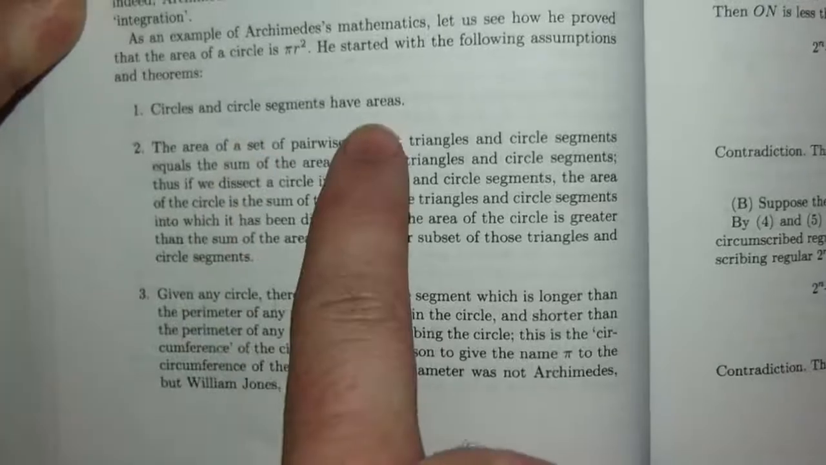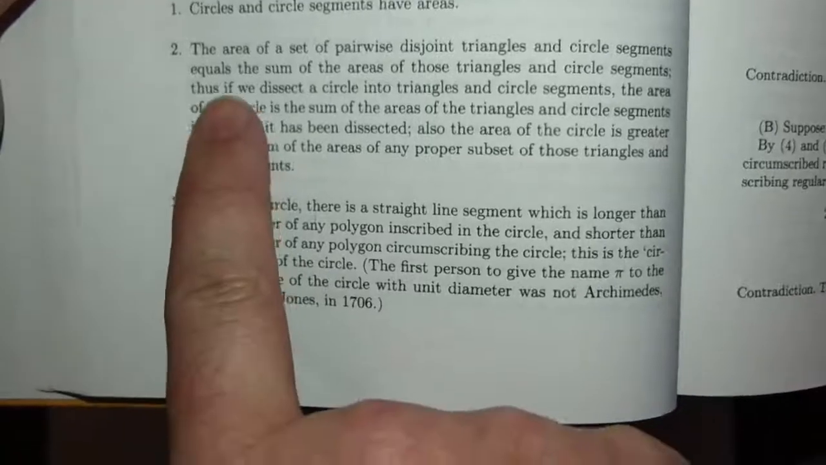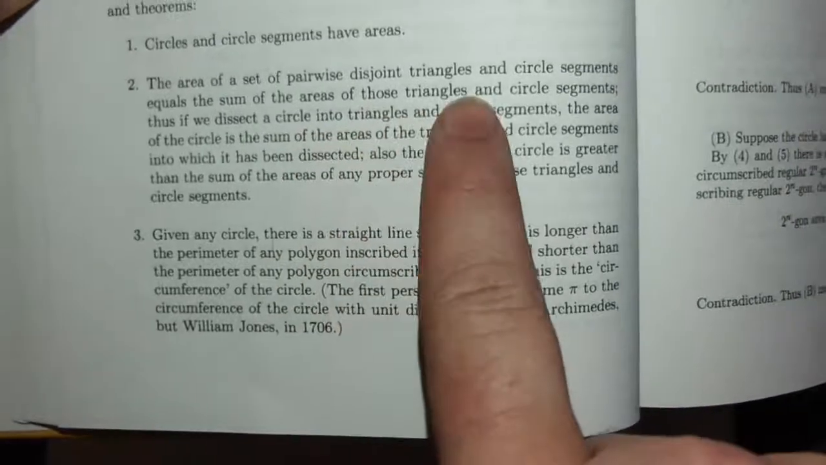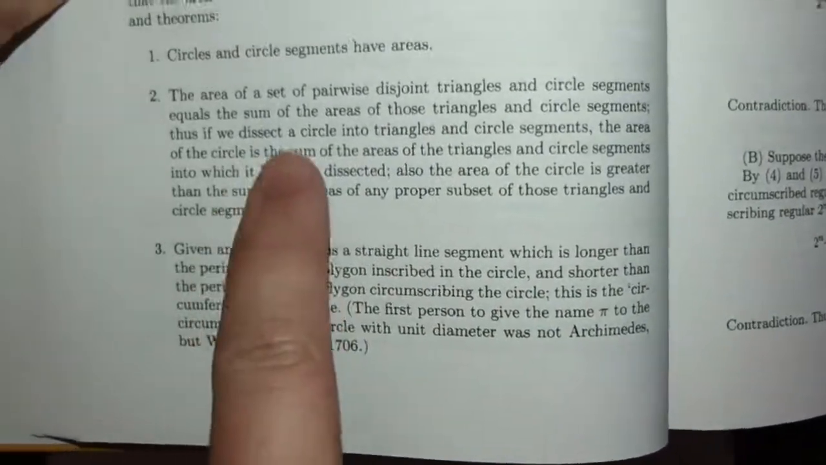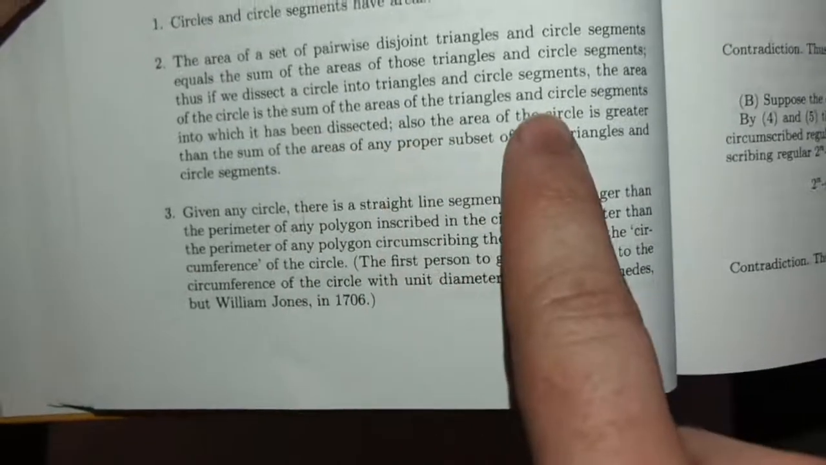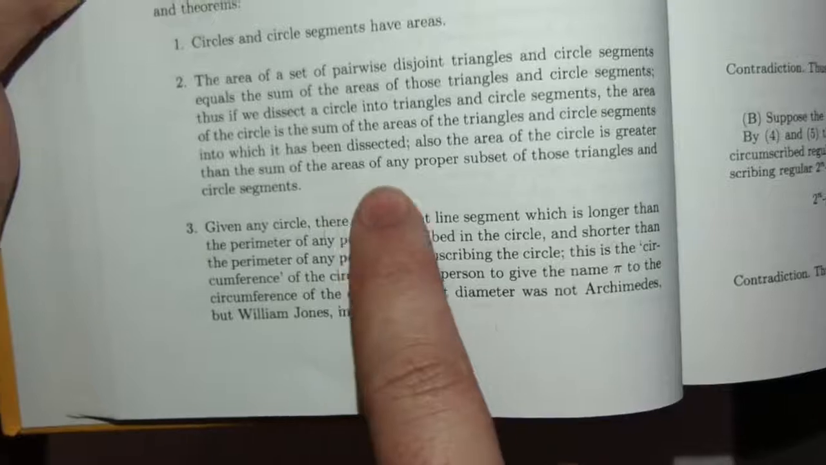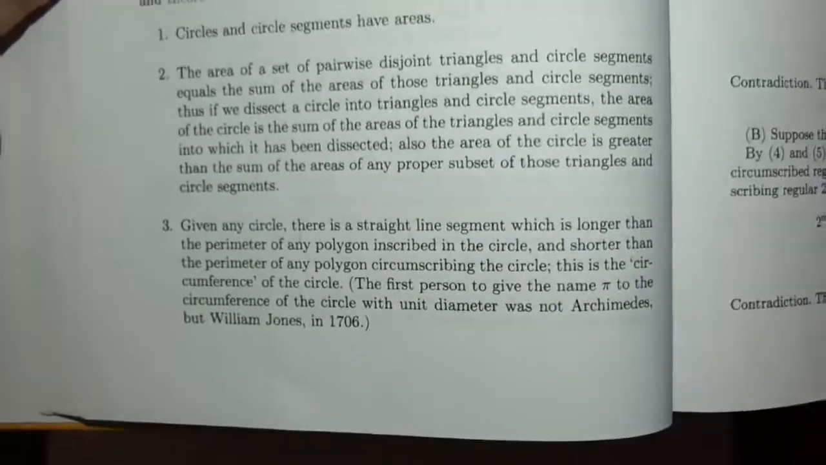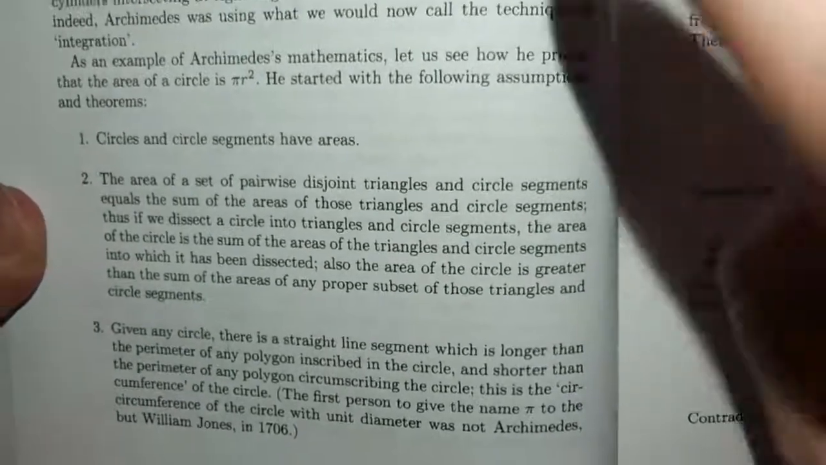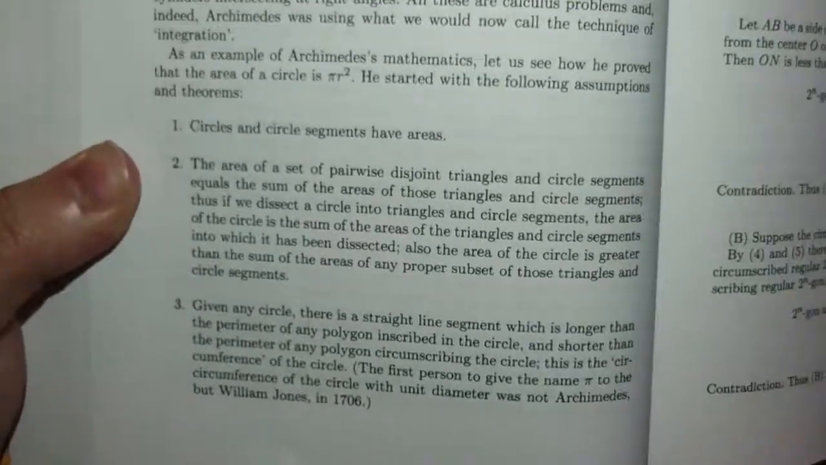Circles and circle segments have areas. Okay, I don't think that's anything anyone's going to argue with. Secondly, the area of a set of pairwise disjoint triangles and circle segments equals the sum of the areas of those triangles and circle segments. Thus, if we dissect a circle into triangles and circle segments, the area of the circle is the sum of the areas of the triangles and circle segments into which it has been dissected. Also, the area of the circle is greater than the sum of the areas of any proper subset of those triangles and circle segments. That is very wordy, but that says the intuitively obvious statement that if we take a region and we split that region, right?